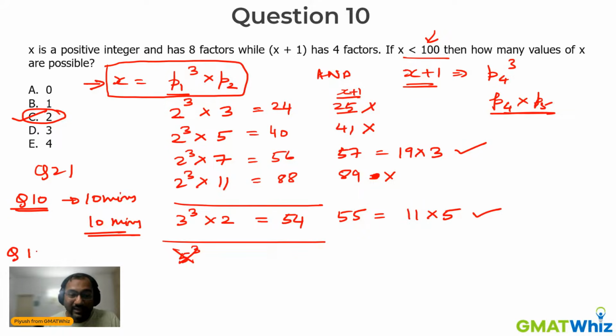Now, out of the 11 questions which are remaining, let's say 7 questions are ones where you spend 2 minutes each. So 14 minutes are gone. You still have 4 more questions to do, but you have 10 minutes extra for these 4 questions.